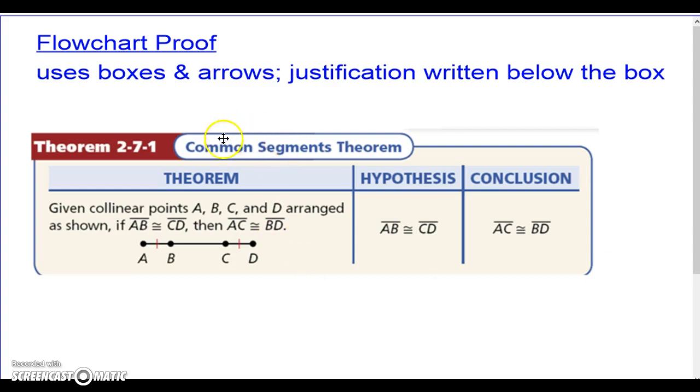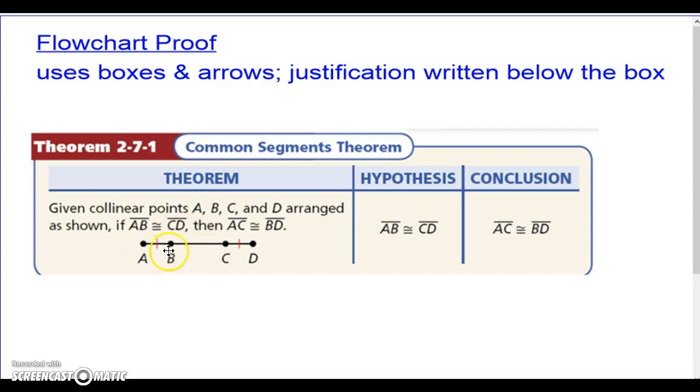Today we might be using this theorem, the common segments theorem. Given collinear points A, B, C, and D, arranged as you see here, we're told if AB is congruent to CD, then AC is congruent to BD. Common segments theorem.